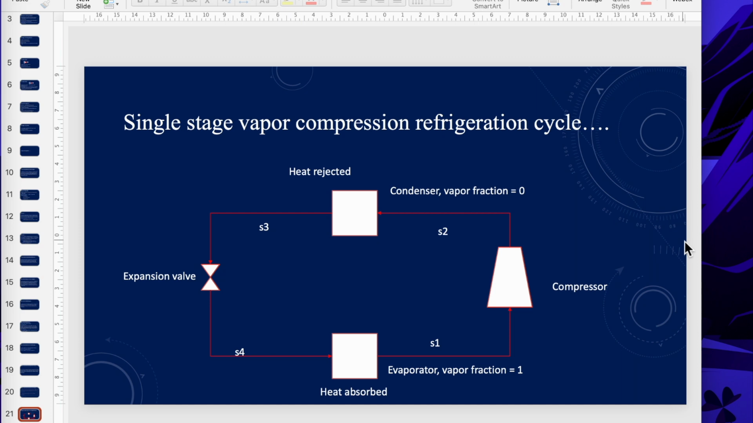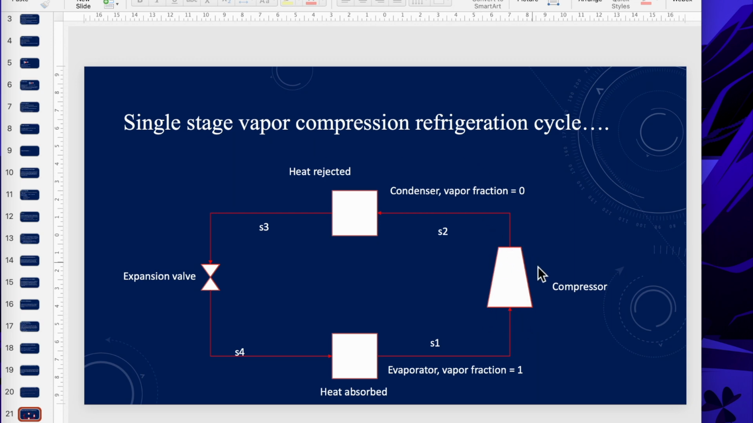In this class, we are going to simulate the vapor compression refrigeration cycle on Aspen Plus, and in the end we are going to calculate the COP of the cycle. So let's first understand what the vapor compression refrigeration cycle is.